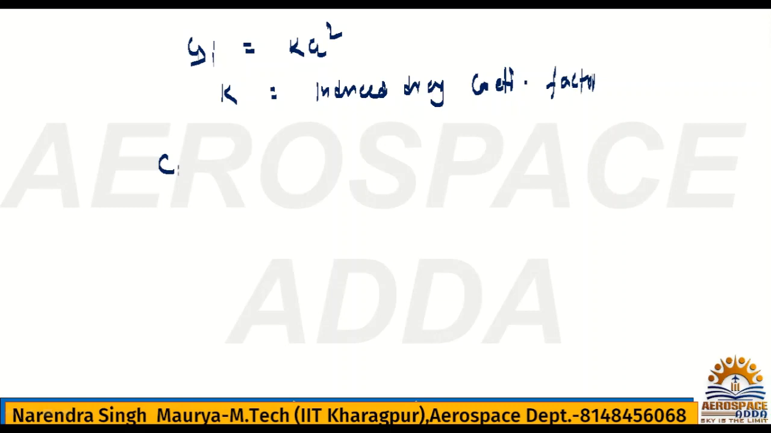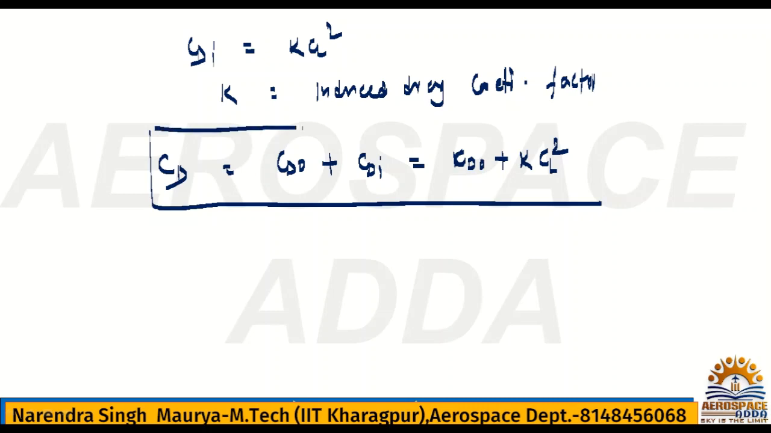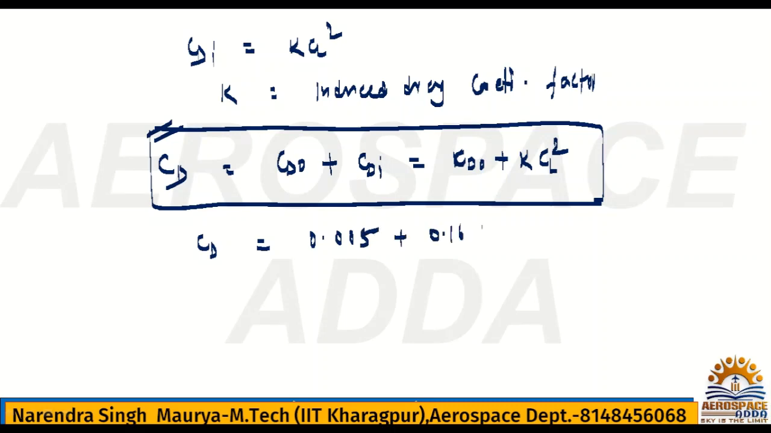So finally you got the drag polar equation, which is nothing but CD naught plus CDI. You can say this is CD naught plus KCL square. This is the drag polar equation. How will they give data to you? They will give CD is equal to 0.005 plus 0.16 CL square. Like that they will give to you. So you compare it: you will have CD naught 0.005 and K is nothing but 0.16.